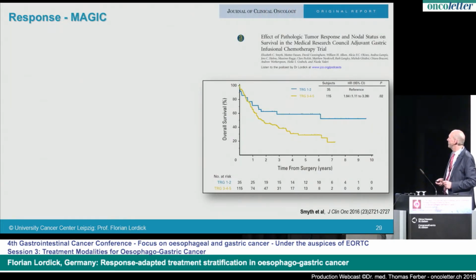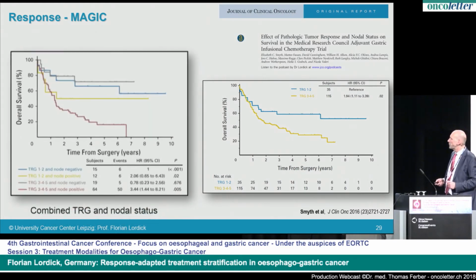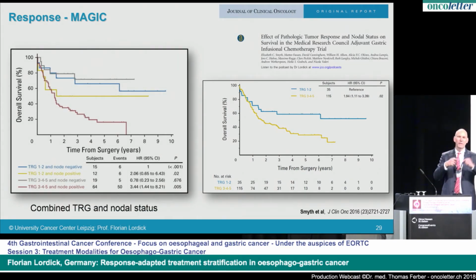And this is the recent paper from Lizzie Smith, a retrospective analysis of the MAGIC data, so no taxane, but epirubicin, platin, 5-FU treated patients. She also could nicely show that regression grading according to a different system, the Bundard system, is highly prognostic, distinguishing good responders from poor responders. But if you add to this consideration the ypN status, the nodal status, this remains the only single prognostic factor.